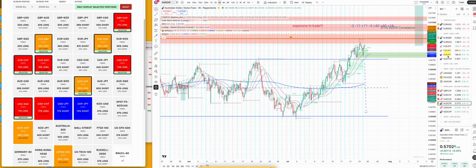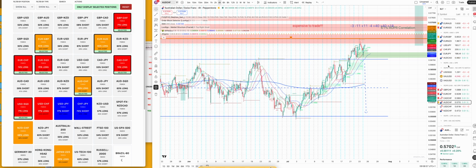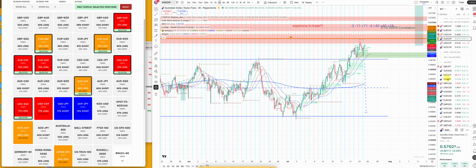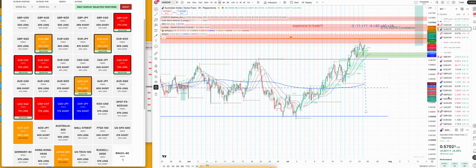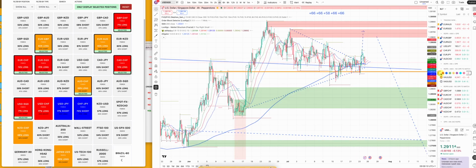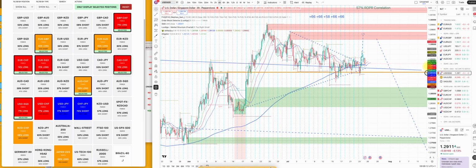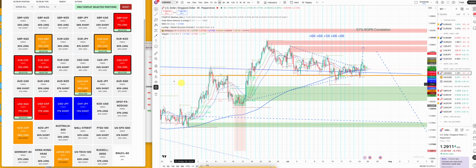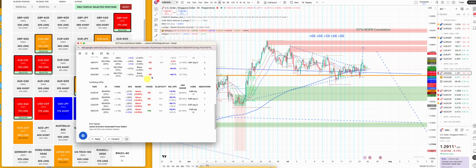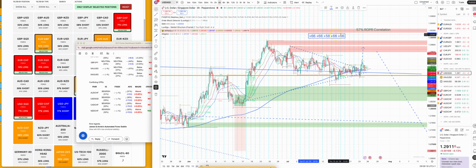The dollar Singapore. Where are you? Dollar Singapore, sorry, it's me. Okay. Bearish plus 83. So again, things are not lining up.